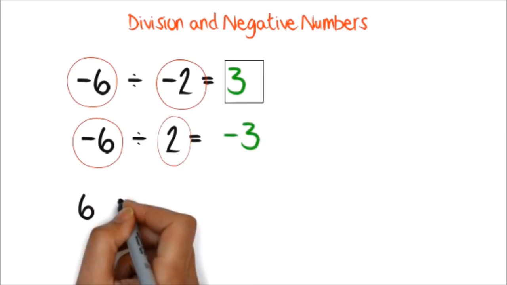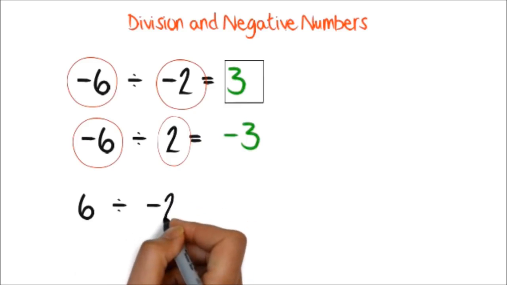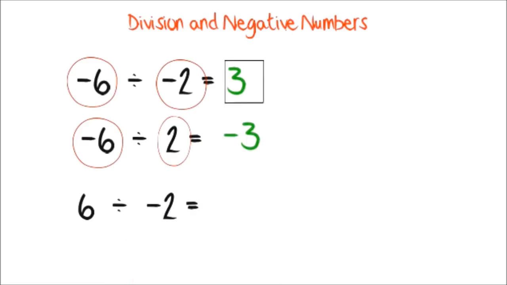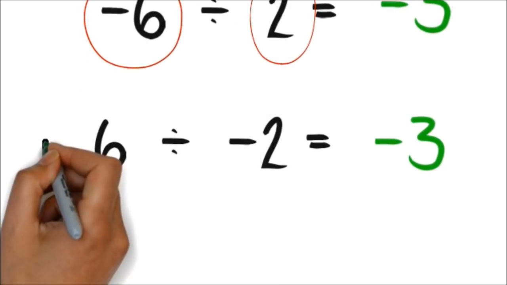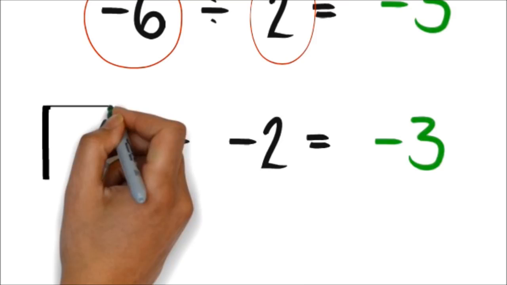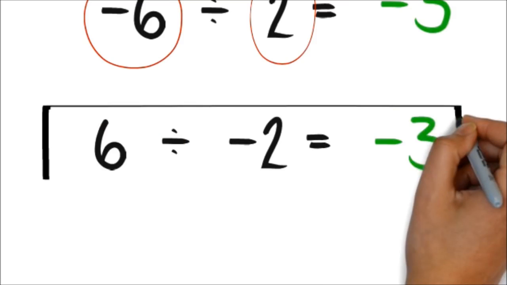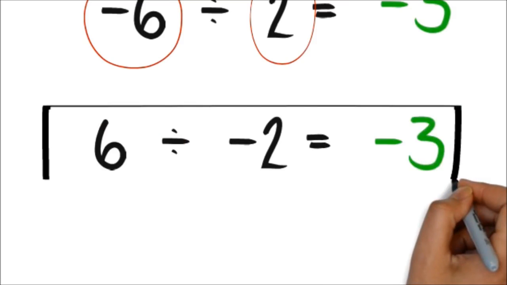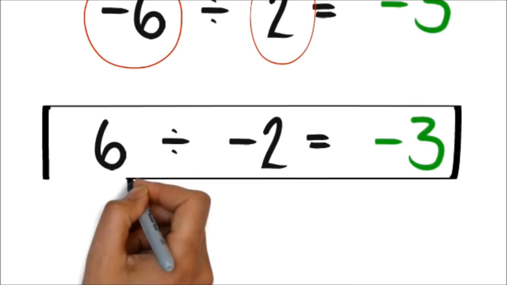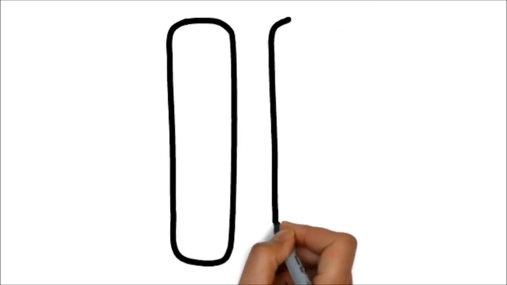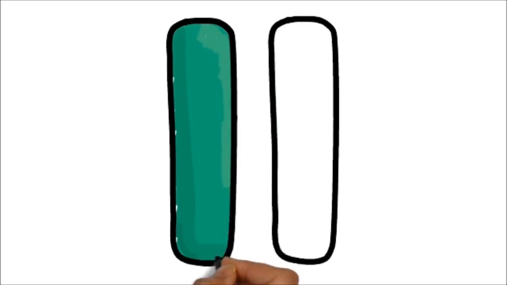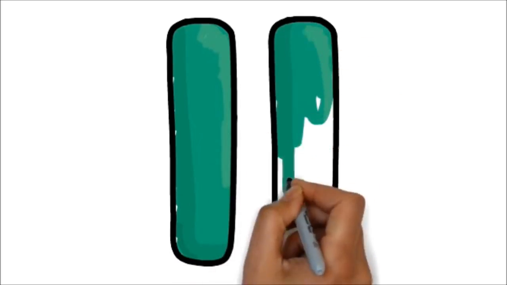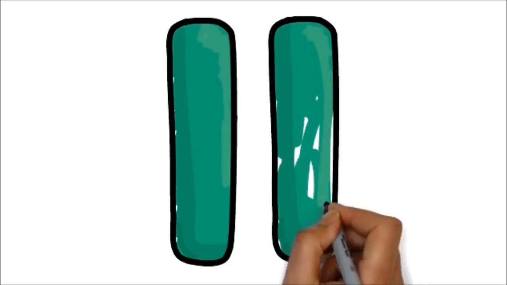6 divided by -2 will give us -3. Here again, one of the numbers is positive and the other is negative, so our final answer is negative. Please pause this video and make sure you are familiar with the multiplication and division of negative numbers before we move on.